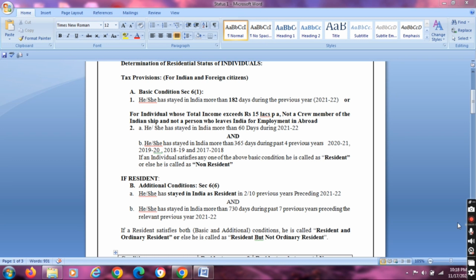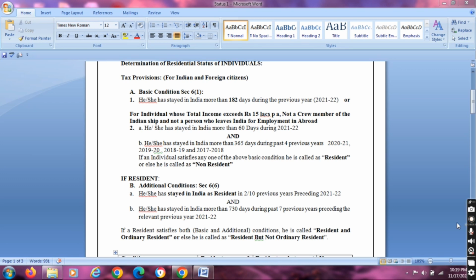Now our previous year is 21-22. He or she has stayed in India for 365 days or more during the 4 preceding previous years, that is 2020-21, 2019-20, 2018-19 and 2017-18. If an individual satisfies any one of the above basic conditions, he is called resident. Otherwise, he is called non-resident.